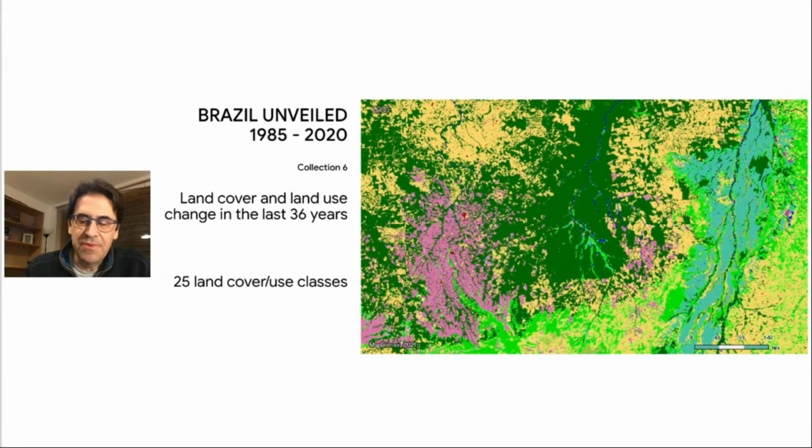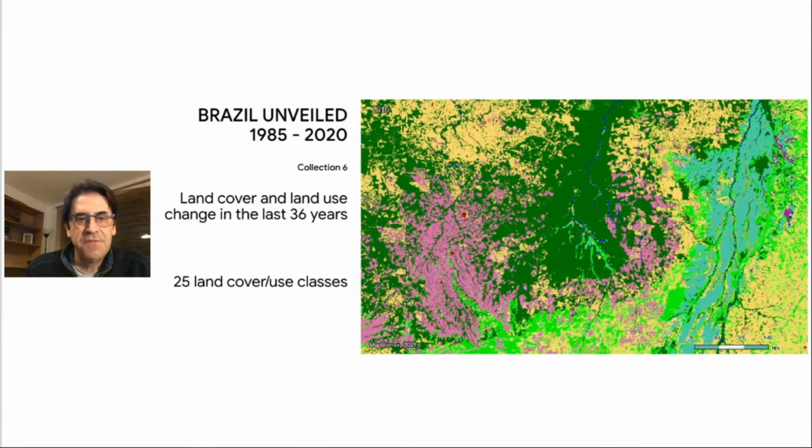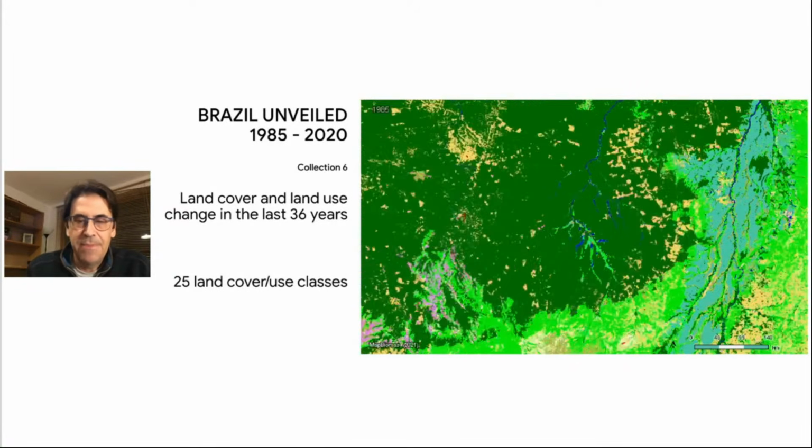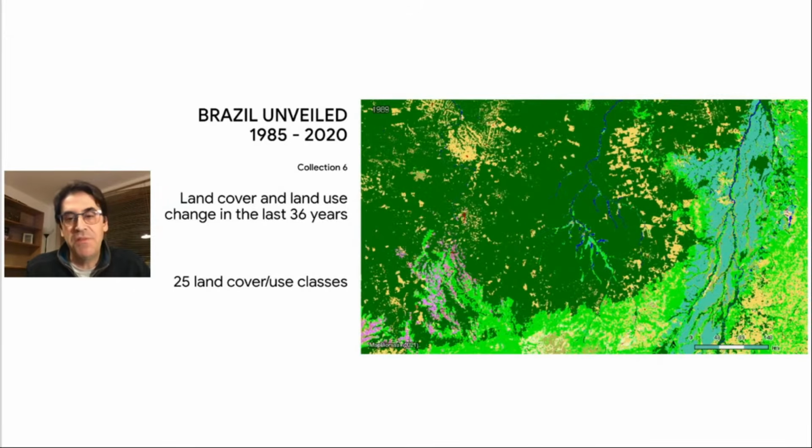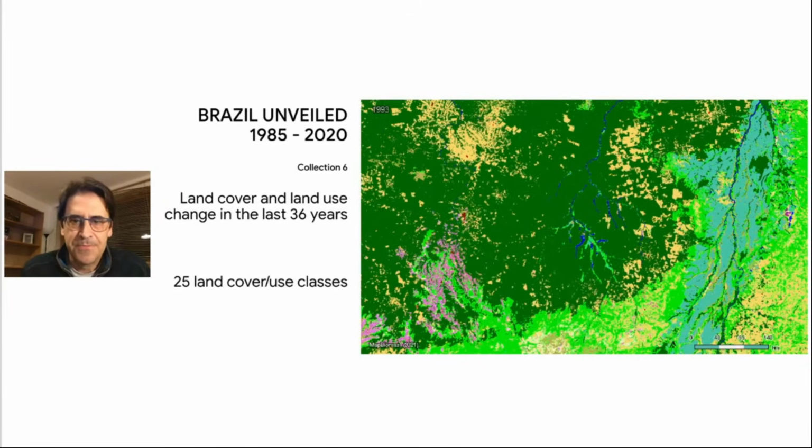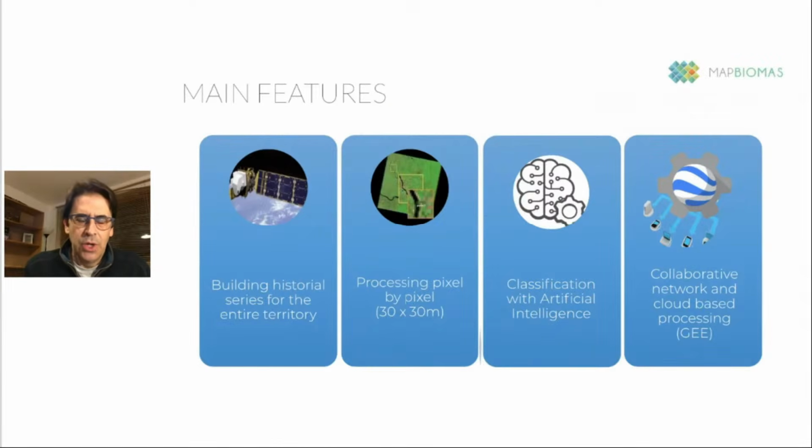So we are working with a time series that on the last collection goes from 85 to 2020, having annual maps with 25 land cover classes. To do so, we have this basic structure where we use the historical data from Landsat, processing pixel by pixel at Google Earth Engine using machine learning, and this allows us to work in a collaborative way.